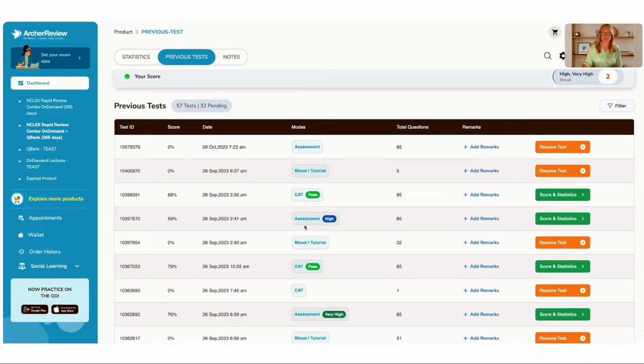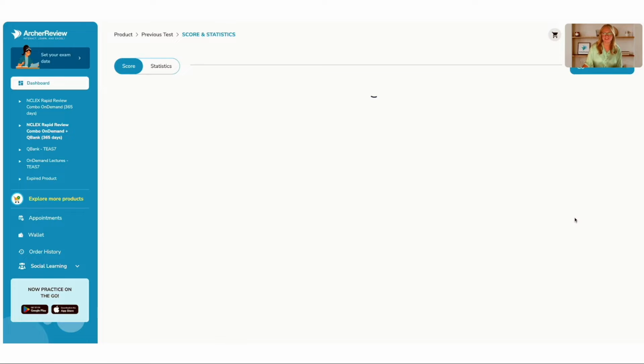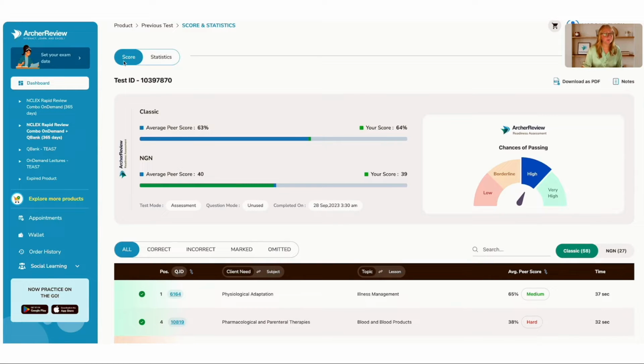Let's review this assessment. Simply click on Score and Statistics, and we're off. The first thing you'll see on the score page is your classic score. These are how you have scored on the classic NCLEX questions. You have scored a 64%, and the average peer score is a 63%. Let me explain what that means. Based on these specific questions, across all the millions of students who have taken these questions, they got 63% of them correct. And you did a little better.